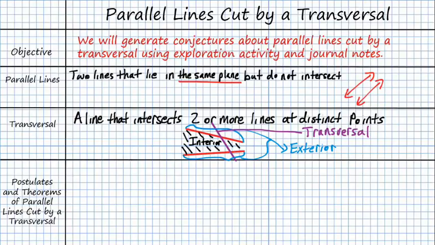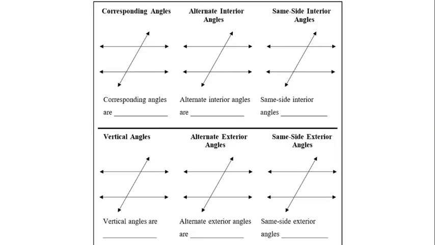Now that we've defined a transversal and we've defined parallel lines, there are some very interesting things that will happen with the angles in a pair of parallel lines cut by a transversal. And so now we can start to make conjectures about parallel lines cut by a transversal. For this, we're going to need our cutout. The reason why I compressed this right here is that we're about to take this cutout and you're going to paste it in on this page. So go ahead and paste this in there.